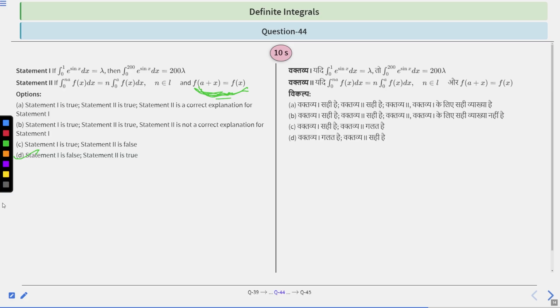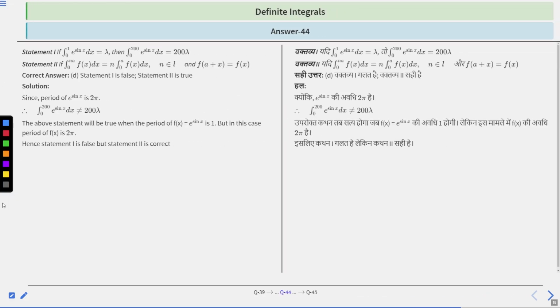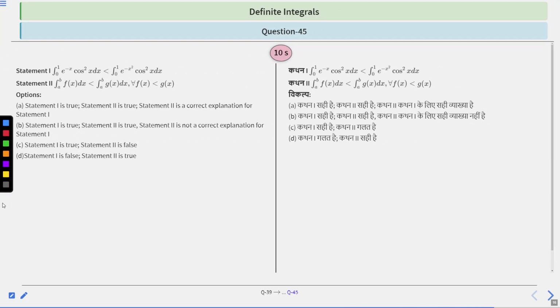D is the right choice. Okay, so let's move to the next question, question number 45, where two statements are given. Statement 1 says that the integral of 0 to 1 of e to the power minus x cos square x dx is less than the integral of 0 to 1 of e to the power minus x square cos square x dx. Statement 2 says that the integral of a to b of f(x) dx is less than the integral of a to b of g(x) dx for all x where f(x) is less than g(x). We have to check whether statement 1 is true or statement 2 is true.